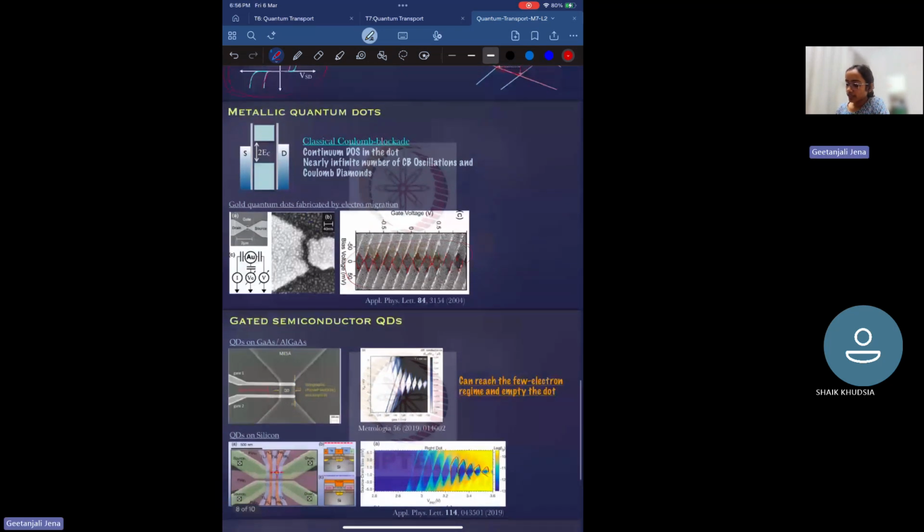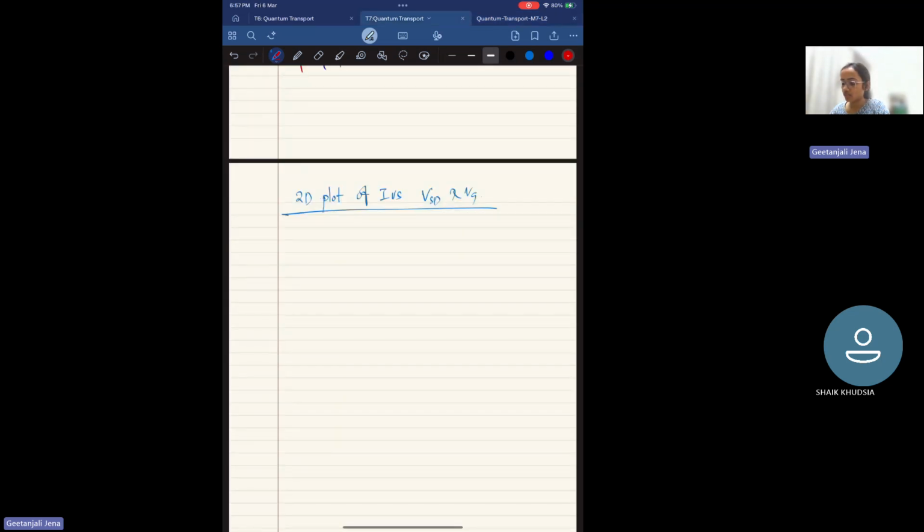So this is all about the single electron transistor and the Coulomb effect. In the next part, I think towards the end of this week, we will mostly discuss the difference between classical dots and quantum dots.